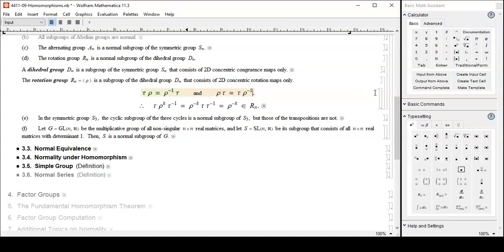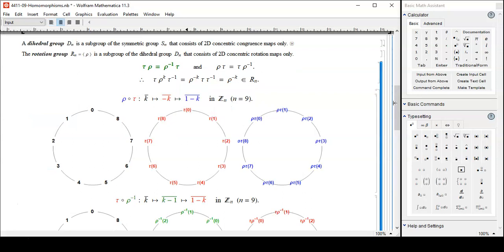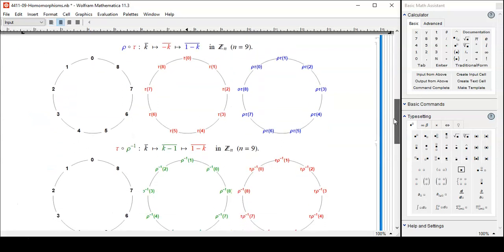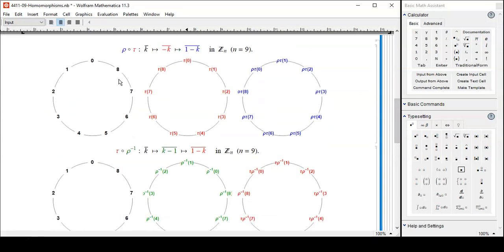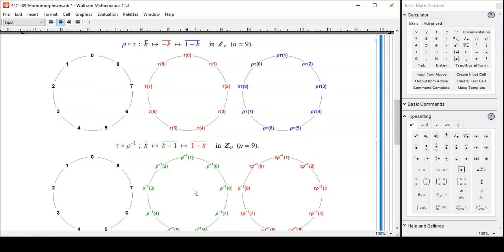How does that work? Well, here's a visualization. Flip, and then take a rotation. Okay, rho composition tau. So flip and then rotate versus rotate backward and then flip. Tau rho inverse. So this is a composition.